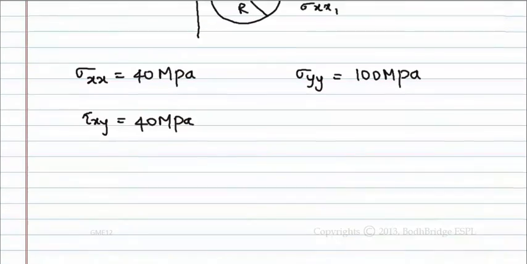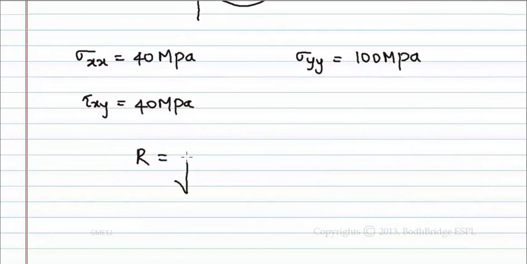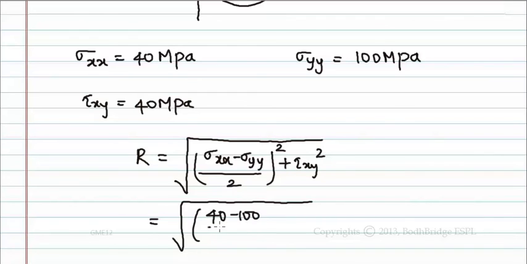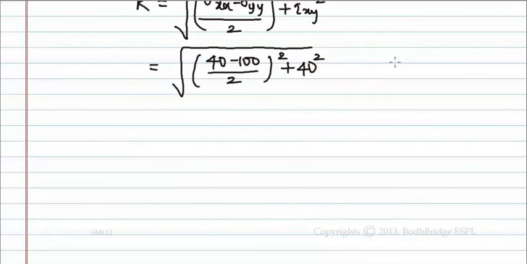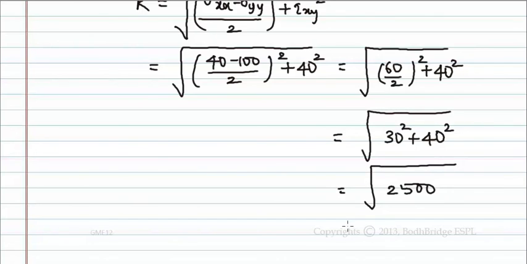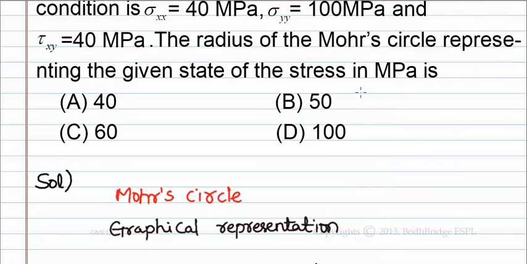So the radius r is equal to, we know, root of ((sigma xx minus sigma yy)/2) whole square plus tau xy square, that is root of ((40 minus 100)/2) whole square plus 40 square, that is root of (60/2) whole square plus 40 square, that is root of 30 square plus 40 square, which is equal to root of 2500, that is 50 megapascal. So the correct option is option B, 50 megapascal.